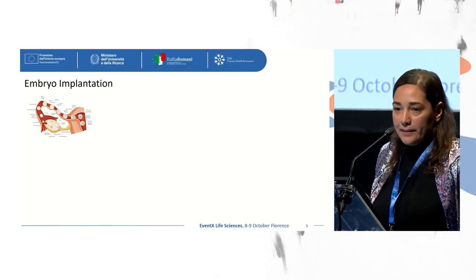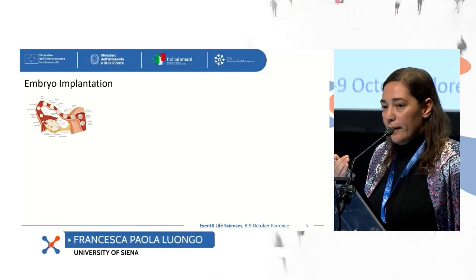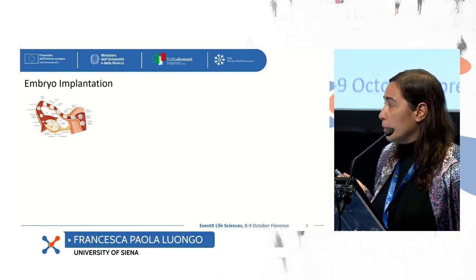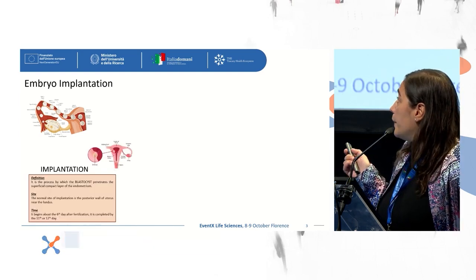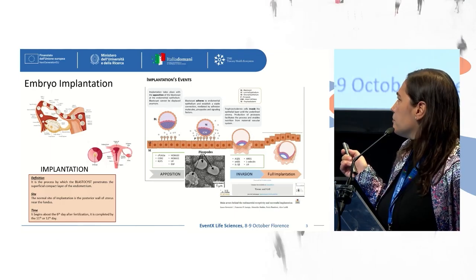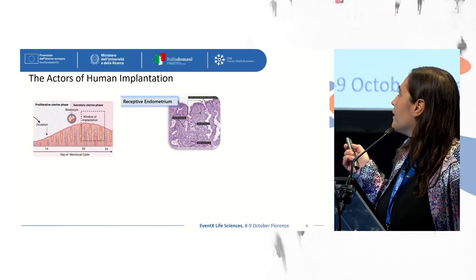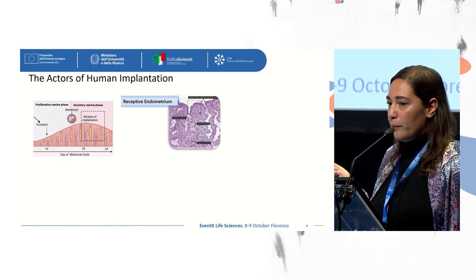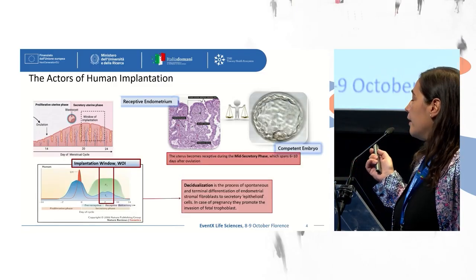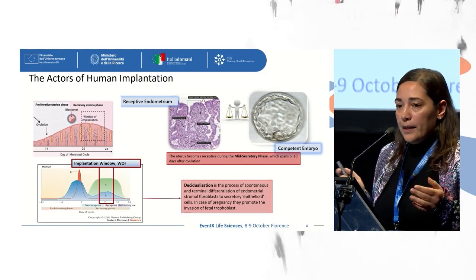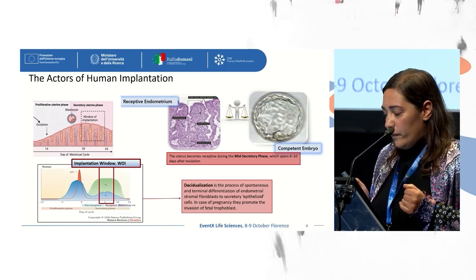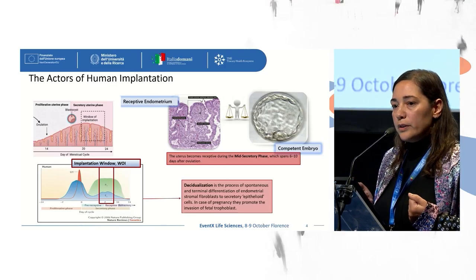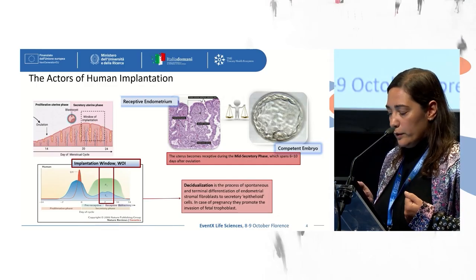So what is embryo implantation? Embryo implantation is when the embryo or the blastocyst is attached to the epithelial layer of the endometrium. It can only happen when we have a receptive endometrium and a competent embryo. These happen in the mid-secretory phase of the menstrual cycle, and it normally occurs 6-10 days after ovulation.